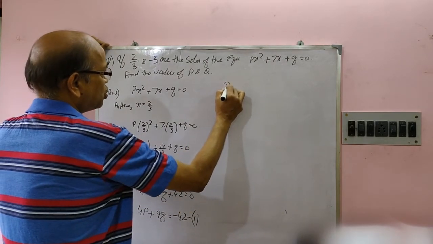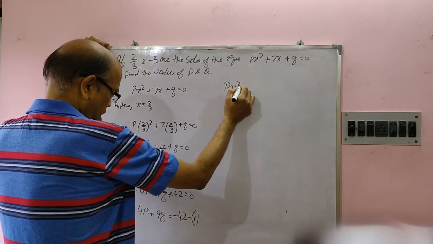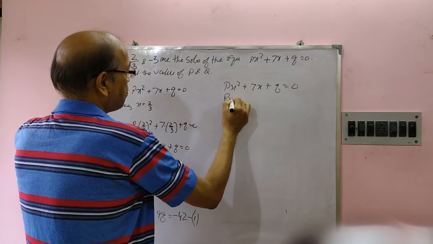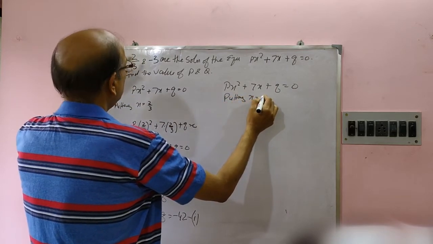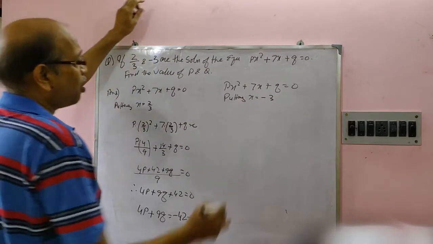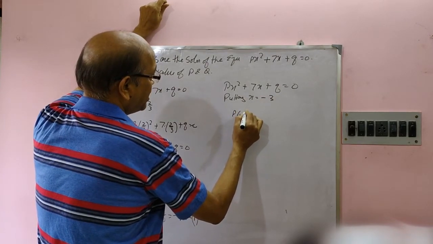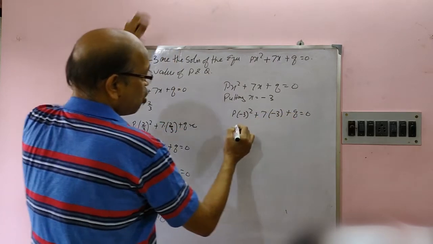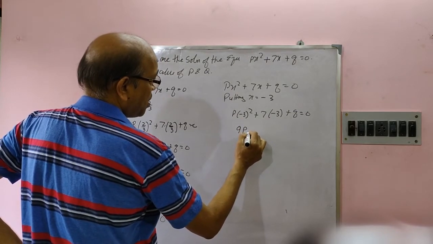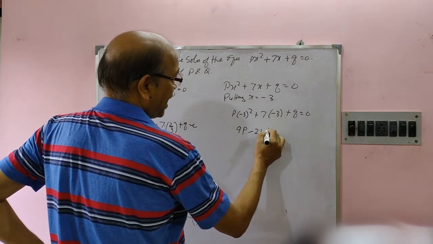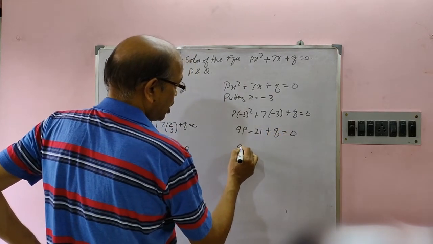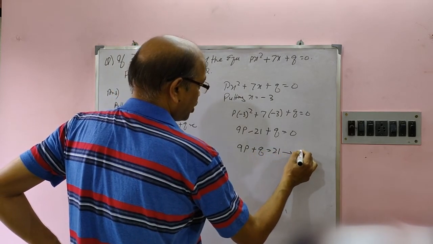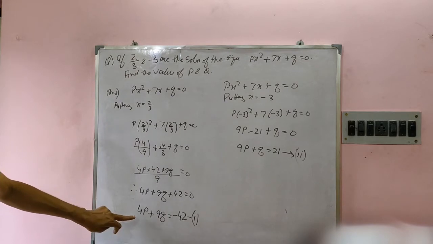Again, the equation was px squared plus 7x plus q equals 0. Now putting x equals minus 3, what do we have here? p into (minus 3) whole squared plus 7 into minus 3 plus q equals 0, or this is 9p minus 21 plus q equals 0, or 9p plus q is equal to 21. This is equation 2. Now I got two equations in terms of p and q.